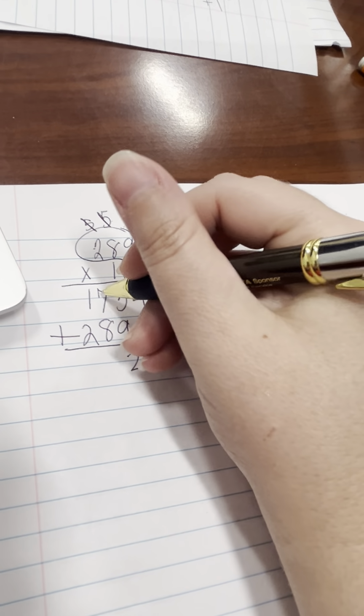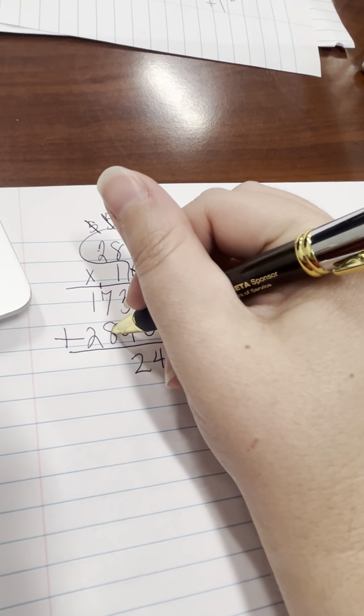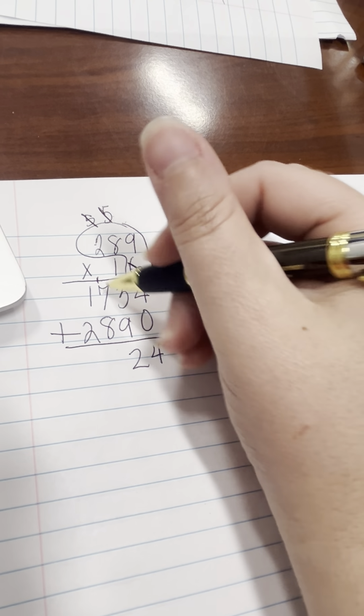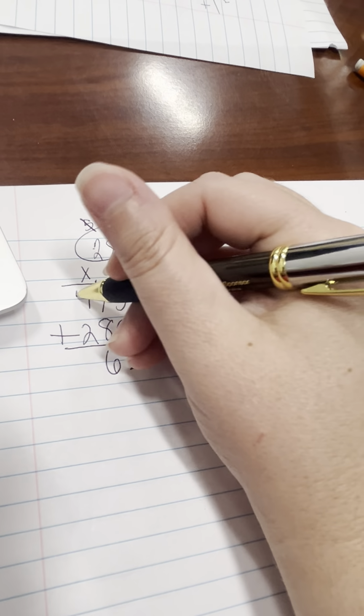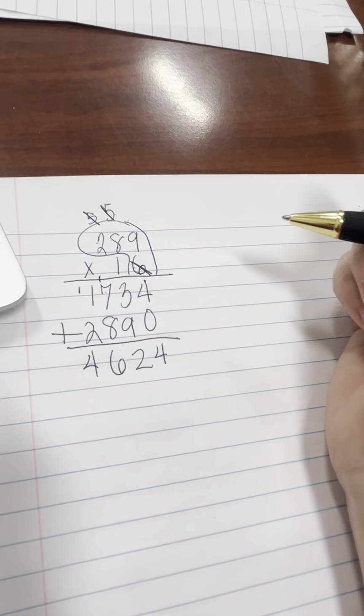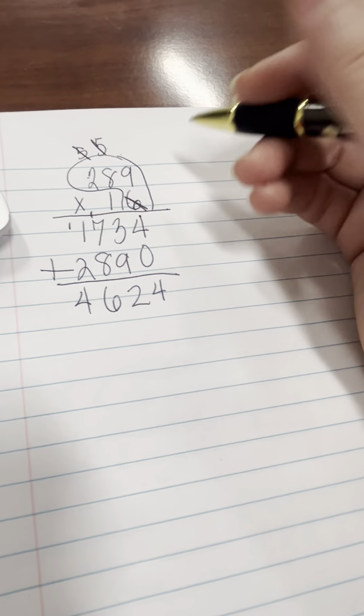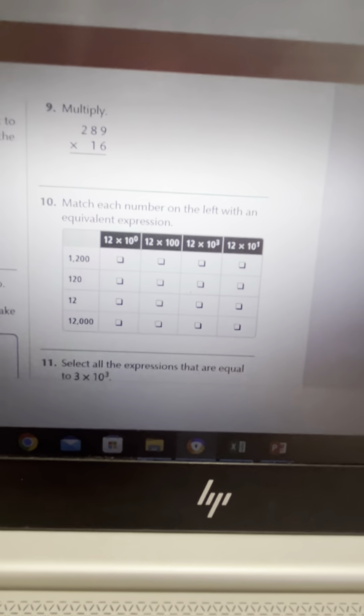4, 12. 7 plus 8 is 15. Plus 1 is 16. And that's 4. 46, 24. Yay. All right. Number 10.